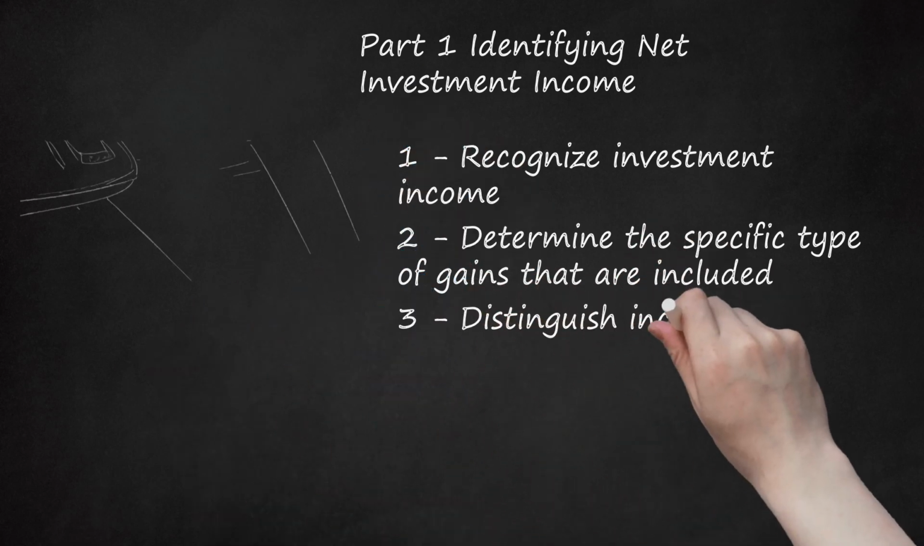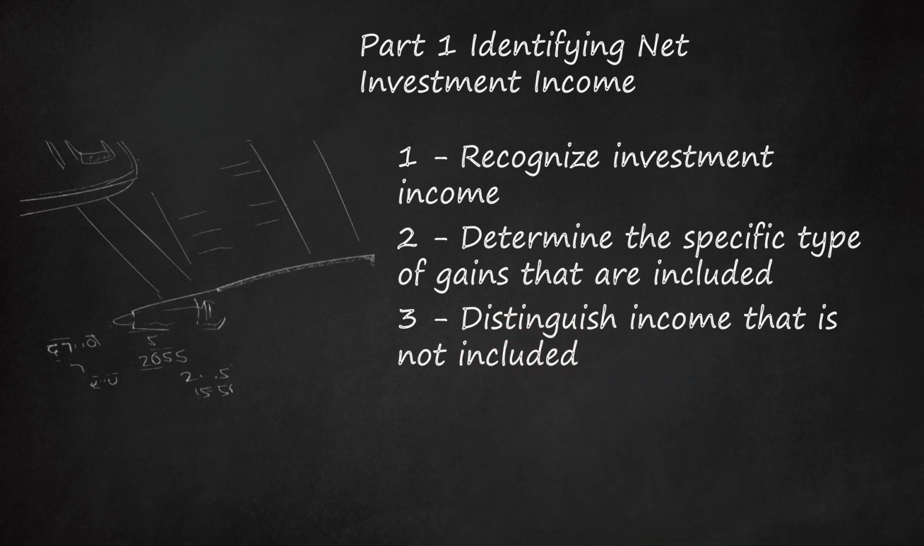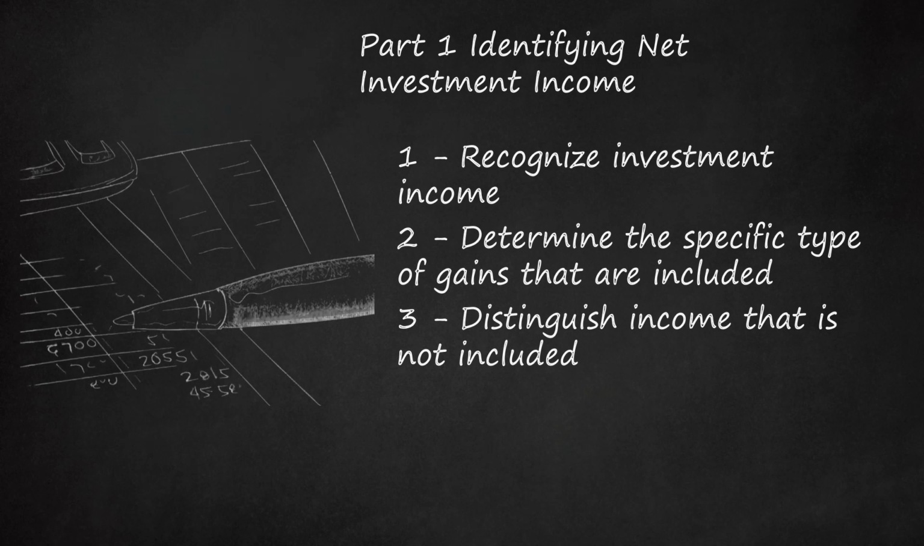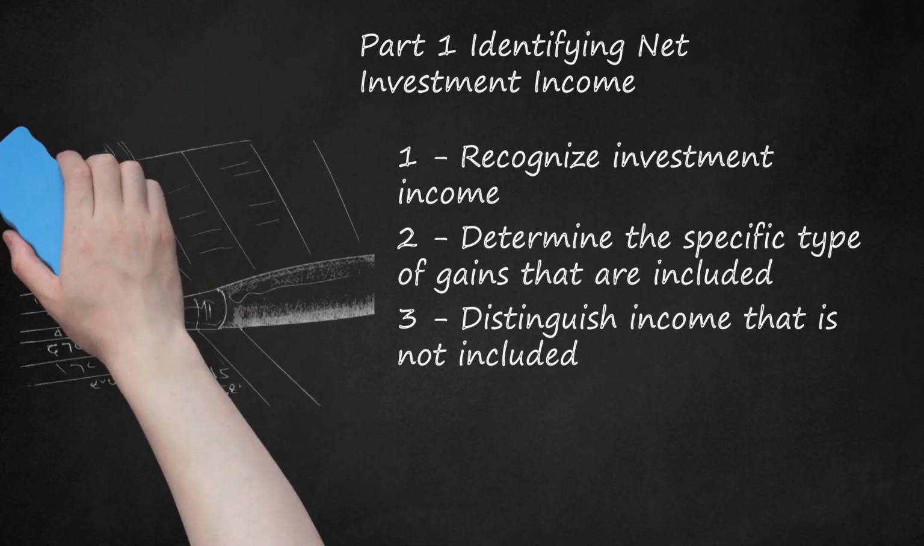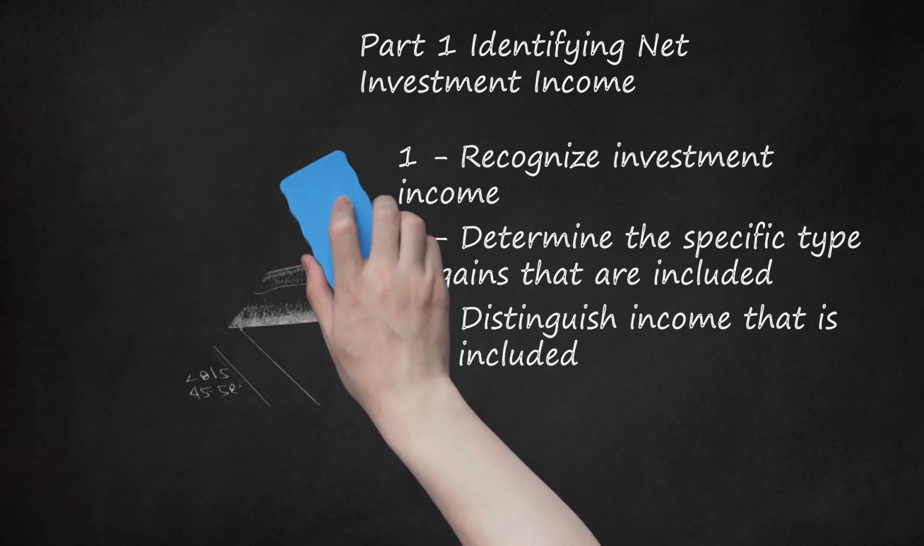3. Distinguish income that is not included. The law also lays out some forms of income that are expressly not included in the definition of investment income. If you have any of these types of income, they will not count towards your investment income calculations. Common examples of non-investment income include wages, unemployment compensation, income from a non-passive business, Social Security benefits, alimony, distributions from certain qualified plans, tax-exempt interest.